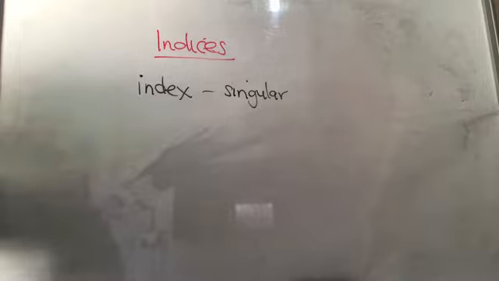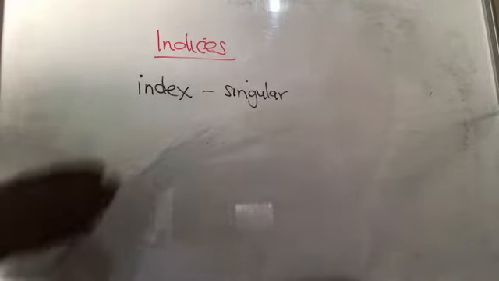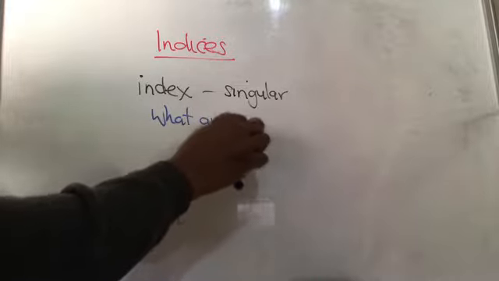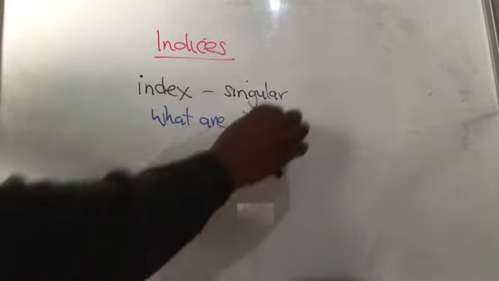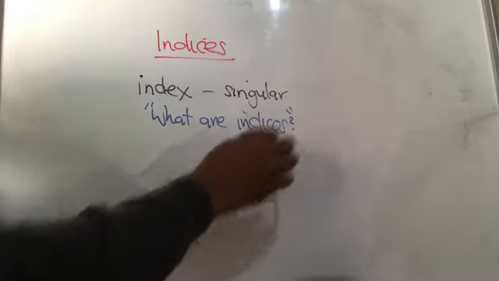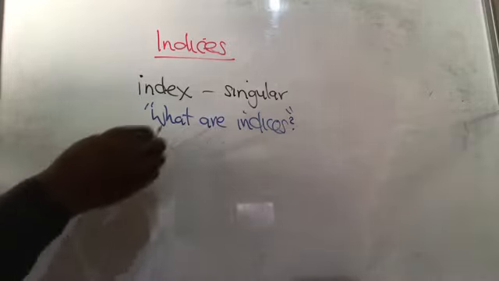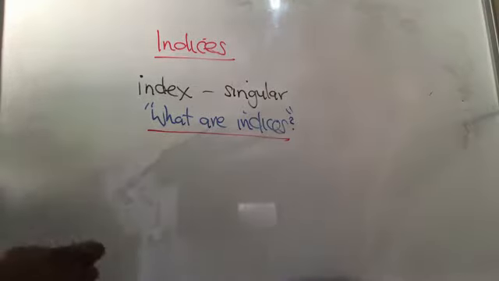So first things first, index is a singular word. But what are indices? Let me write this as a question. What are indices? We only know indices as a chapter, but what are they made of? I'm going to write an example. An index is a number composed of a base and a power. Let me answer the question below.